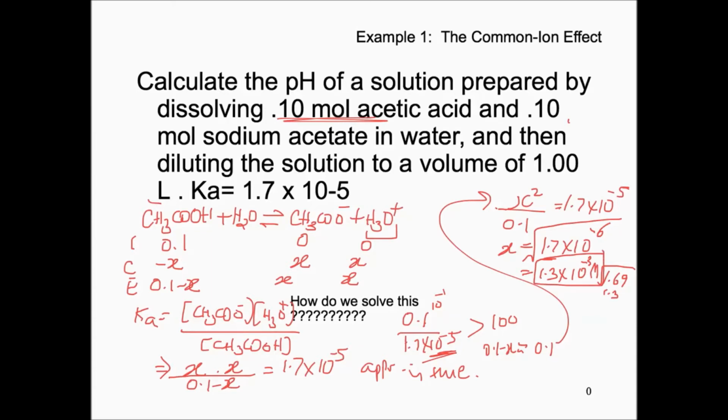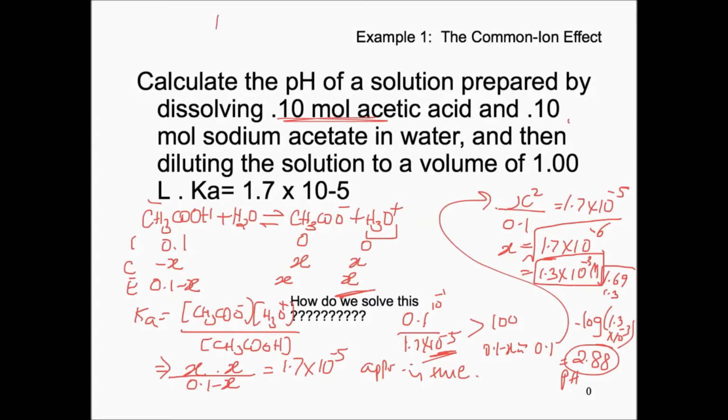And what was X? X, by the way, was the hydronium ion. So if I take the negative log of this number, I should get my pH. So let's do that. Negative log of 1.3 times 10 to the negative 3 comes out to be 2.88. That is your pH. So what I know so far is that if I take acetic acid, 0.1 moles of it, so this is acetic acid alone, nothing else.